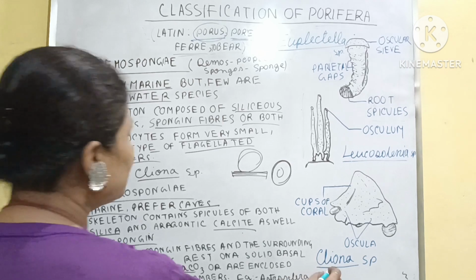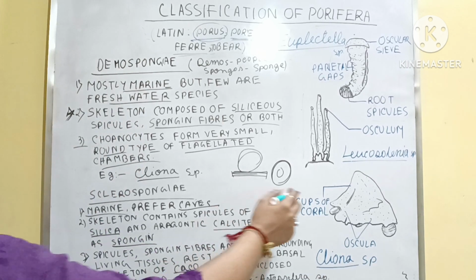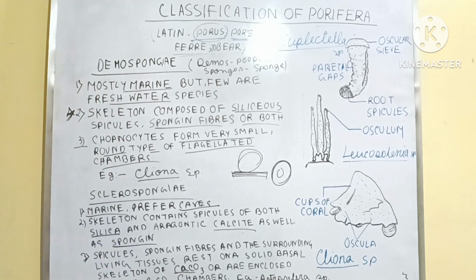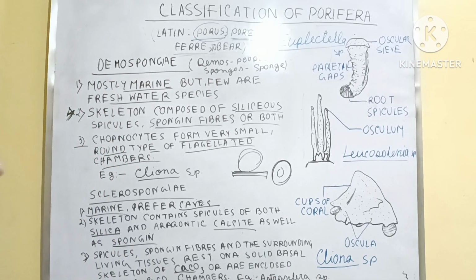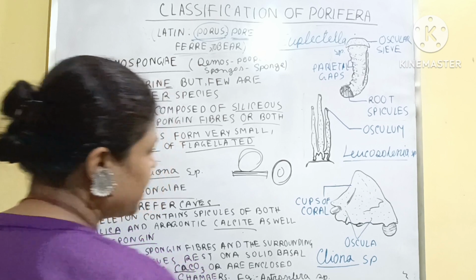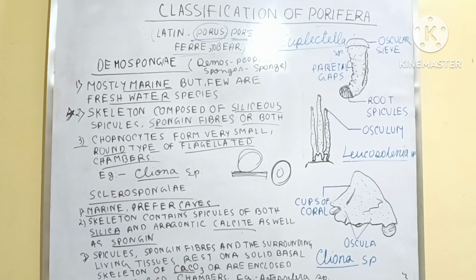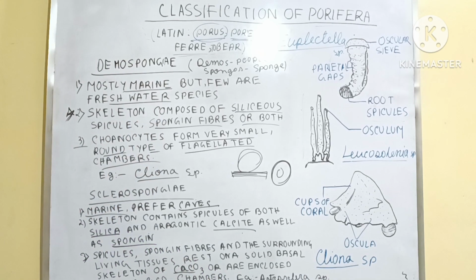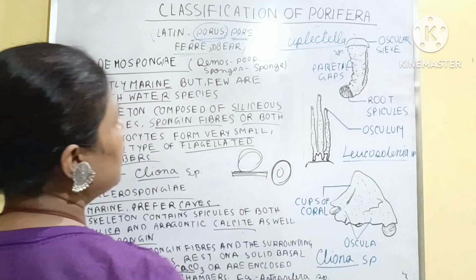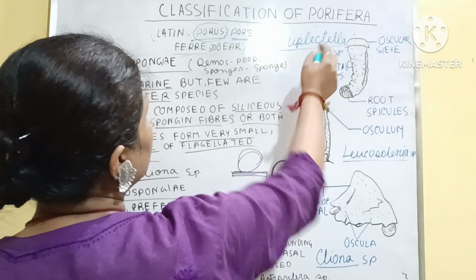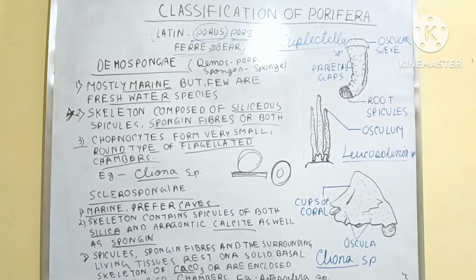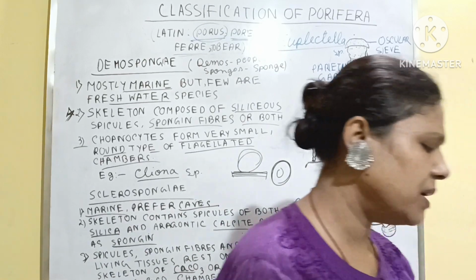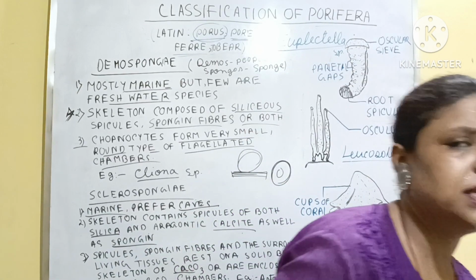And I have drawn Cliona species, that is within the Demospongiae, but I haven't drawn Astrosclera here. I have only drawn Cliona, Leucosolenia and the Euplectella. Clear? So this is the actual classification of the Porifera, and it is according to the Rupert Barnes.